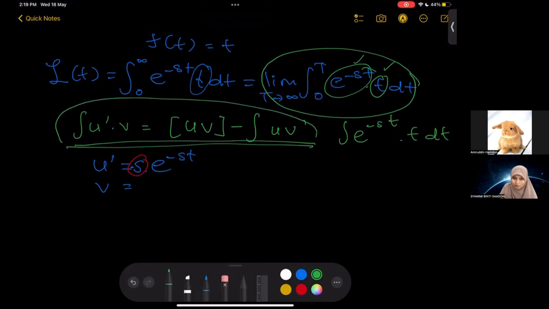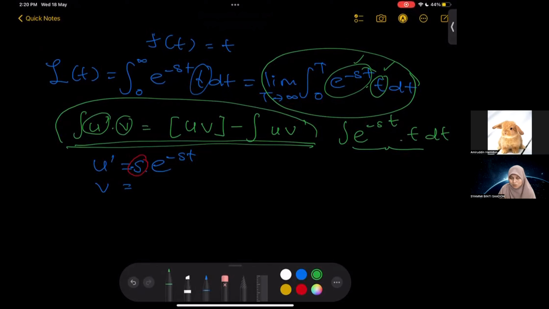Formula yang dah ada ni, ni memang formula teori macam mana kita nak integrate this type of function lah. Okay, so untuk pakai ni kita kena cari apa u prime kita, apa v kita dalam equation ni, function ni. Kena cari apa u prime, apa v kita yang choose. Okay, sebab tu kita kena choose wisely.